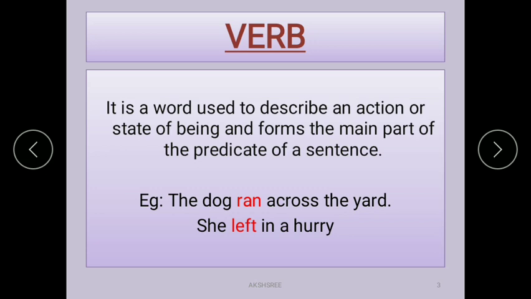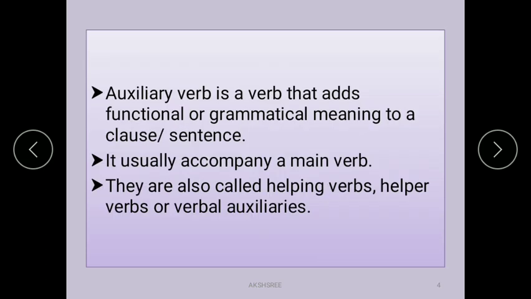Okay. Then, what is an auxiliary verb? An auxiliary verb is a verb that adds functional or grammatical meaning to a clause or a sentence. It usually accompanies a main verb. They are also called helping verbs, helper verbs, or verbal auxiliaries. From the word itself, we know that auxiliary verbs are helping verbs that are used to support the main verb. So, in order to support the main verb, it will always accompany a main verb. As it performs the duty of helping, it is also called a helping verb, helper verb, or verbal auxiliary.